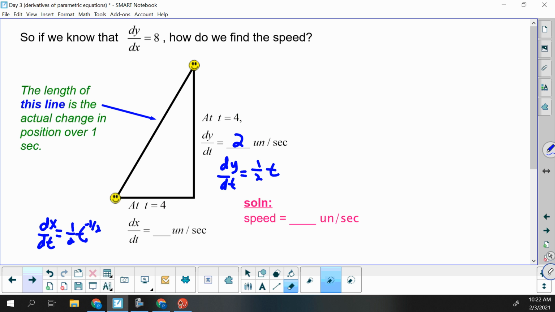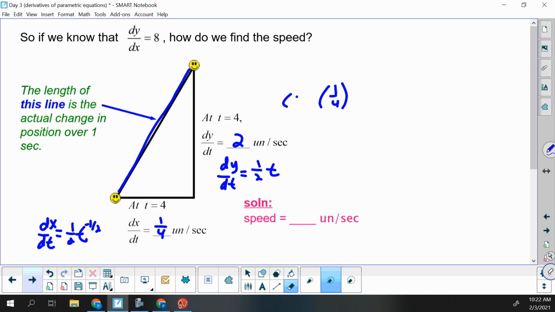And the reason that's units per second is because it's a dy over dt. When we put 4 in for dx over dt, we should get a 4th units per second. Well, if the bottom's changing at a 4th units per second, the vertical is changing at 2 units per second. This hypotenuse is the actual change in units per second when we consider both directions. So we've just got to do a Pythagorean theorem.